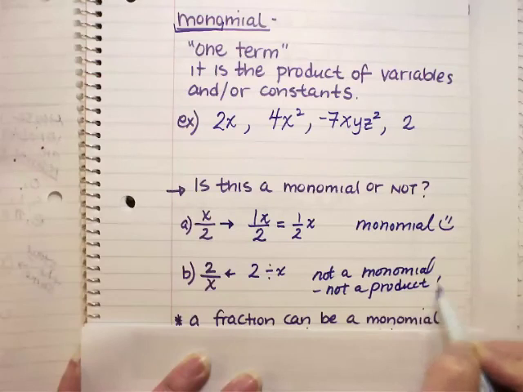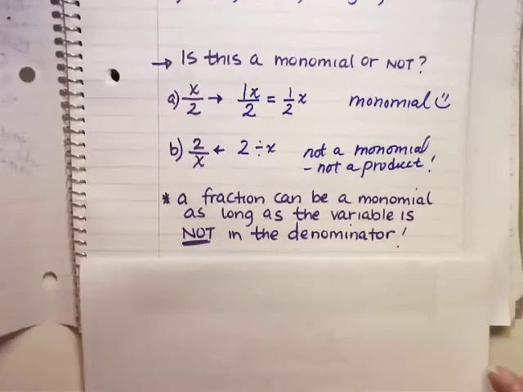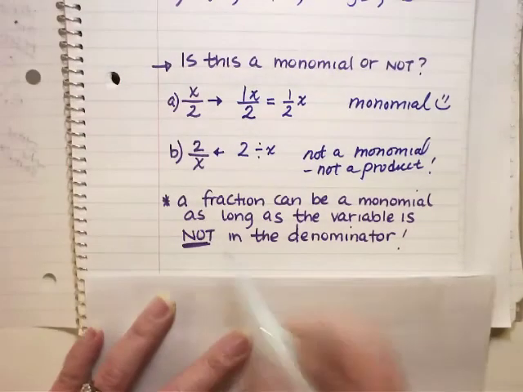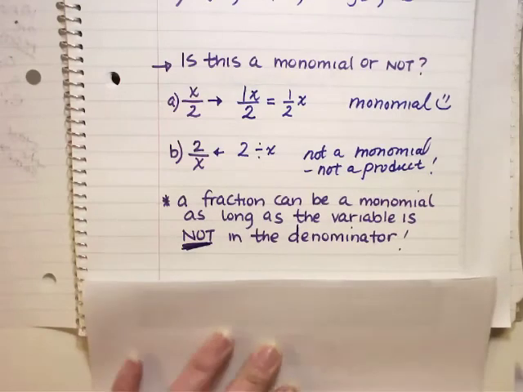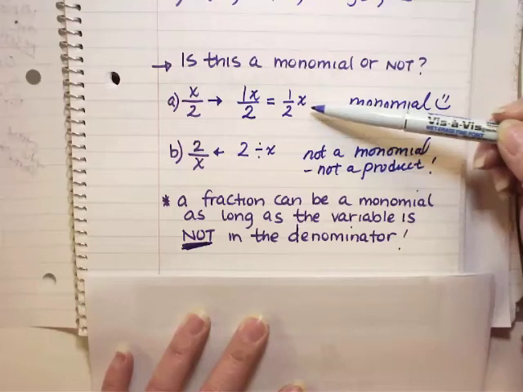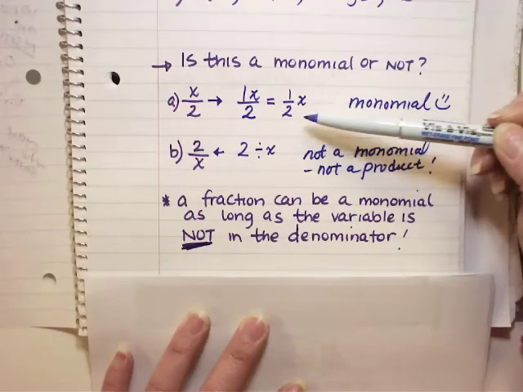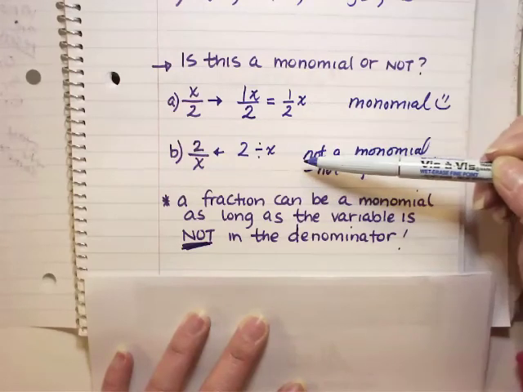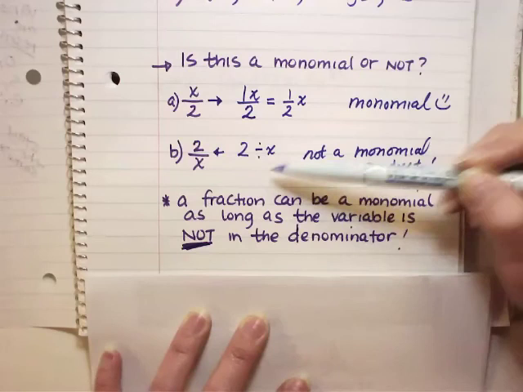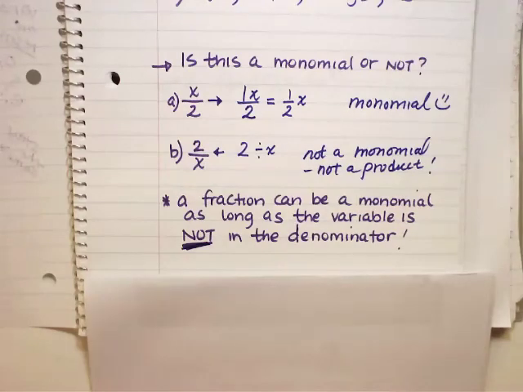Okay? So a quick thing to remember: a fraction can be a monomial as long as the variable is not in the denominator. So you can have a fraction, as in case A, there is a fraction. But notice in case A, the variable is not in the denominator, it's in the numerator. Case B is not a monomial because the variable is in the denominator. So as long as it's not in the denominator, we can consider it a monomial.